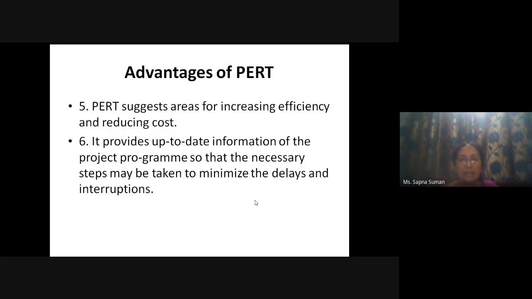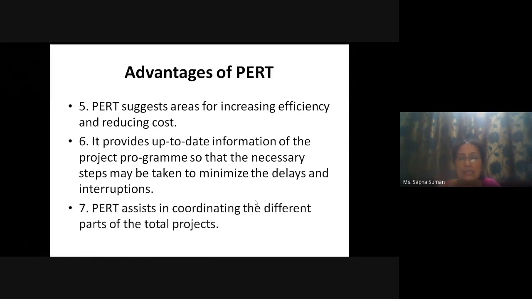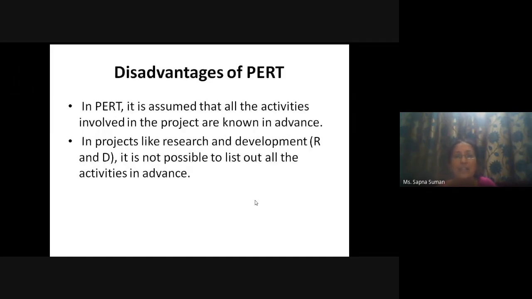Okay, जो भी रुकावट आ रही है, जो भी interruptions हो रहा है, उसको कम किया जा सकता है with the help of this technique. So these are the advantages of using the PERT technique. Okay. Now, since we are discussing the advantages, no technique is perfect in itself. So if there are advantages, obviously वहां पर कुछ कमियां भी होंगी, कुछ shortcomings भी होंगे. So let us discuss the disadvantages of PERT.